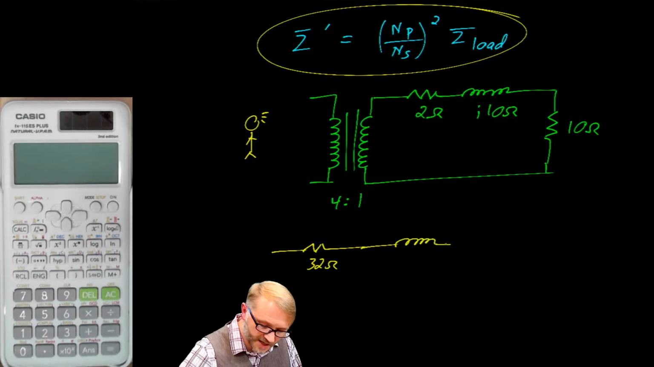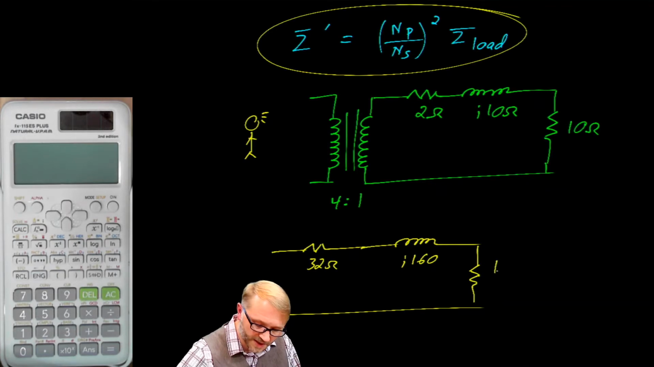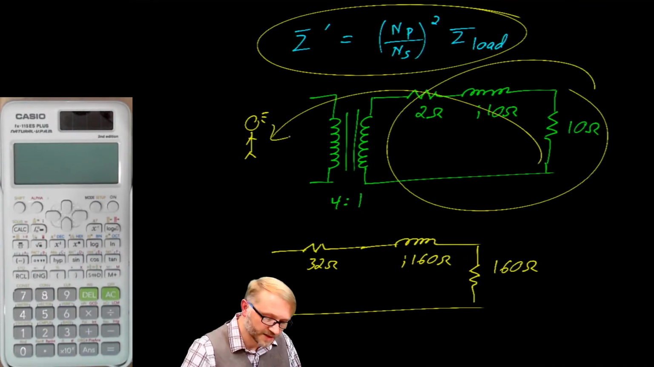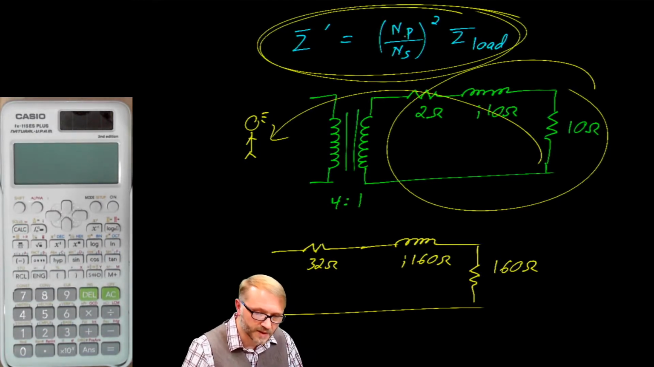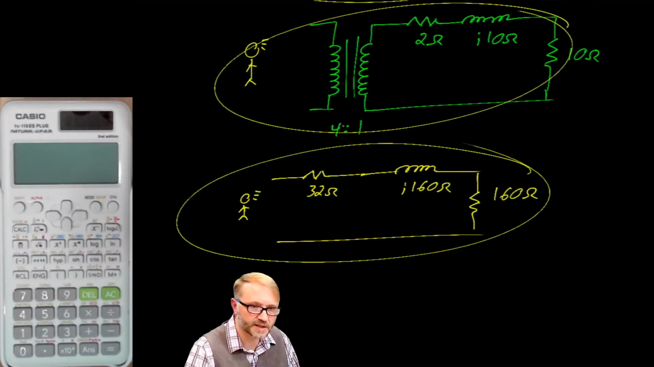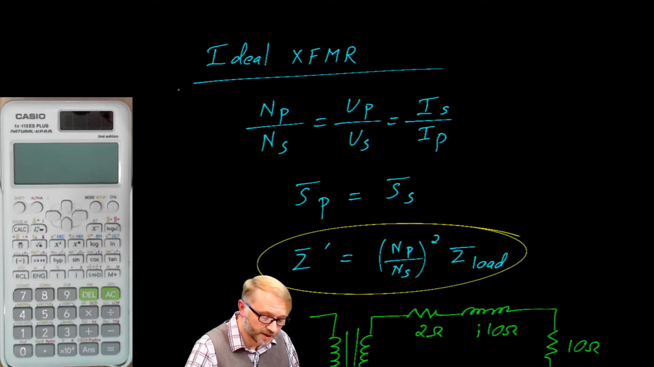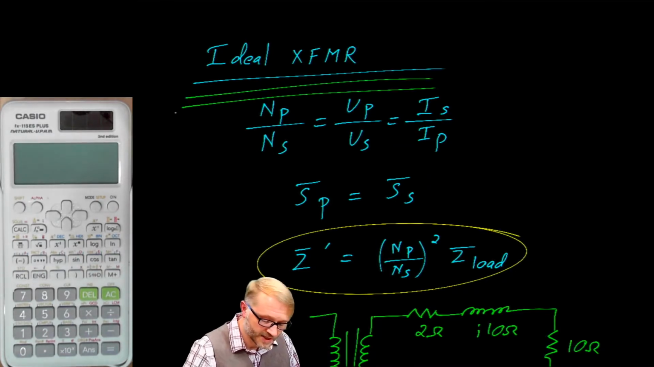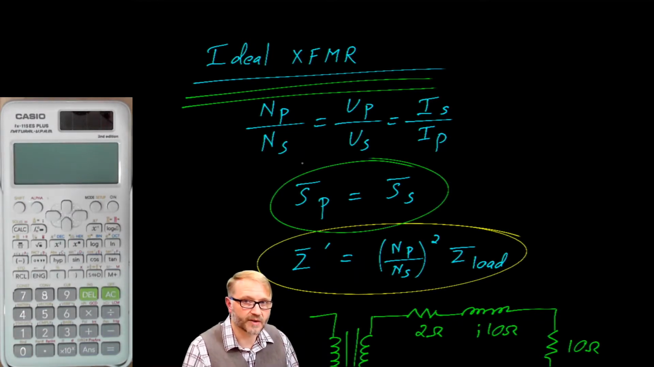You would see not J10, but J160. You would see not this 10 ohm resistor, but you would see a 160 ohm resistor. Again, we've taken this load and we've transferred it to the other side of the transformer. We got rid of the transformer because of this property where we multiplied by the turns ratio squared. An observer looking into these circuits cannot tell that circuit from that circuit. They appear identical. Remember, these properties are true only for an ideal transformer, where the power in is equal to the power out.